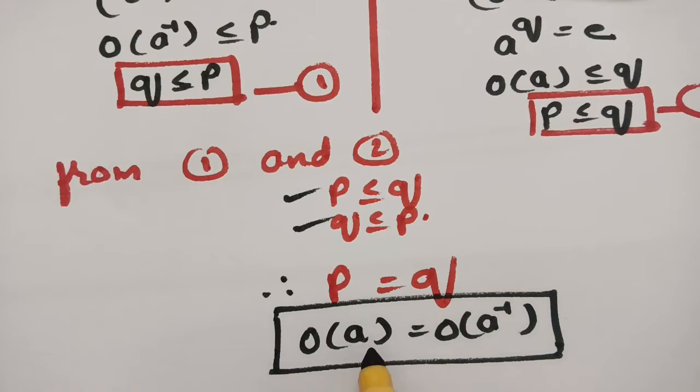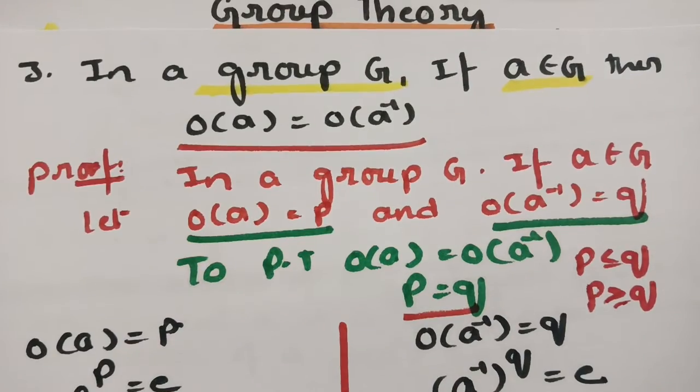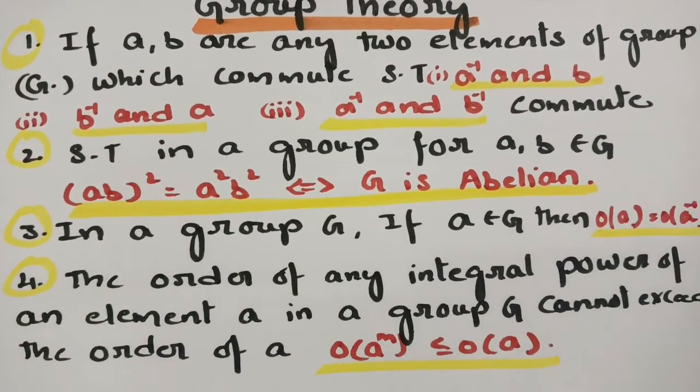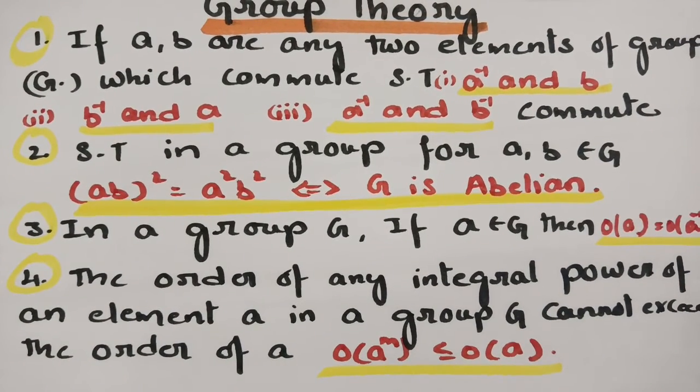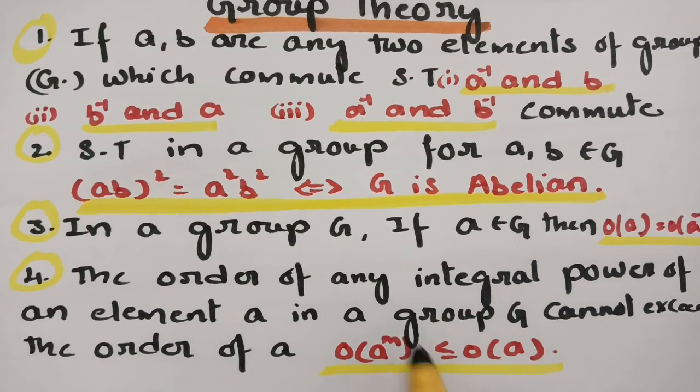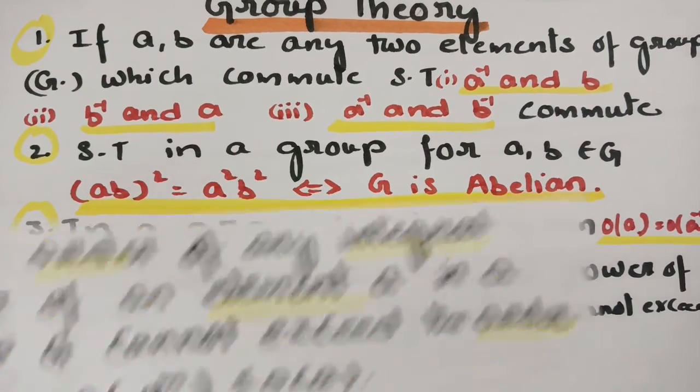What is P here? Order of A. This is order of A inverse. So this is also very, very important. And the next thing here is the order of any integral power of an element A in a group G cannot exceed the order of A. That is, order of A power m is less than or equal to order of A.